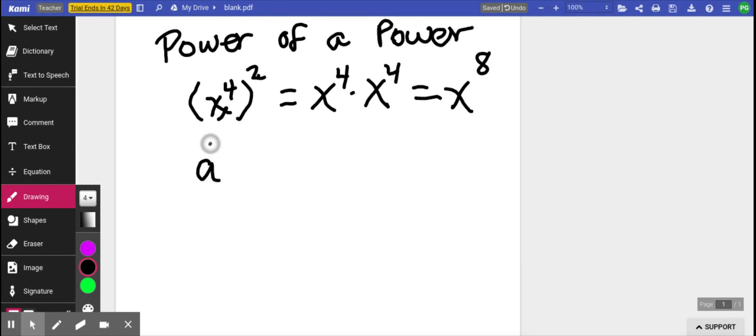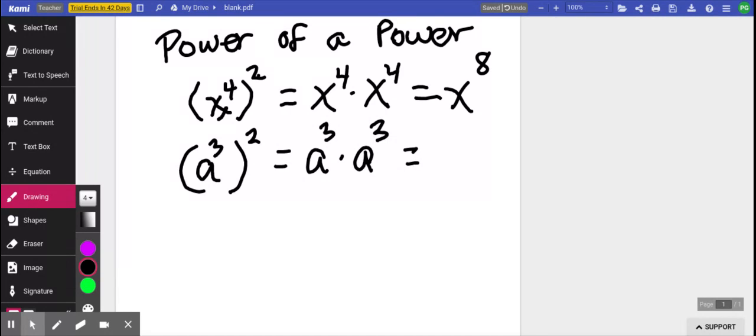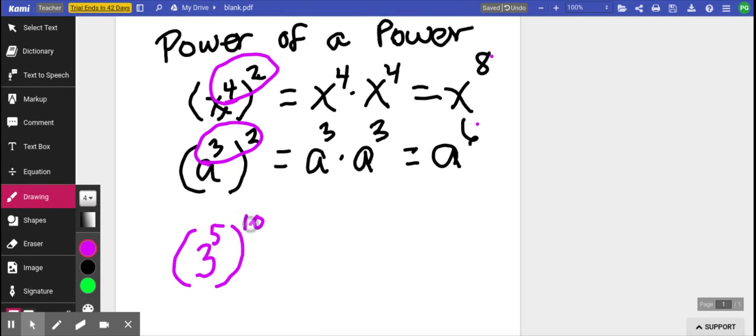If we take a cubed, for example, squared, you take that base a cubed times a cubed, and the answer is a to the 6th. But if you look at what we originally started with, 3 times 2 equals 6. 4 times 2 equals 8. So when we are finding the power of a power, we are going to multiply the exponents. So if we had 3 to the 5th and we raised that to the 10th power, that answer simplified as a power would be 3 to the 50th.